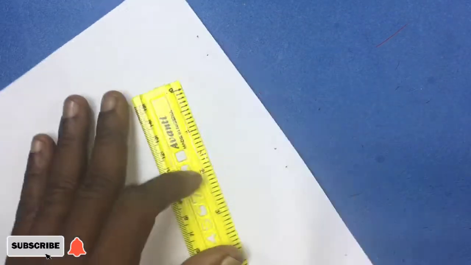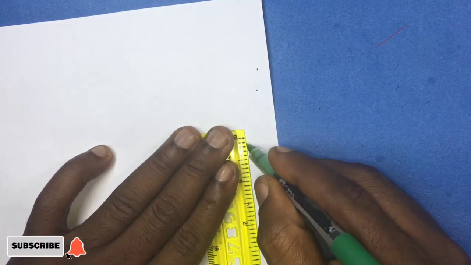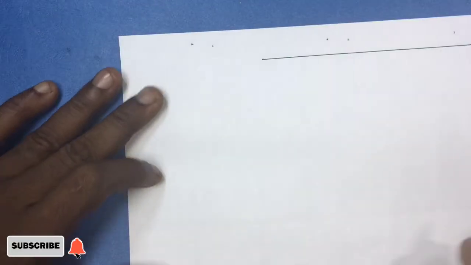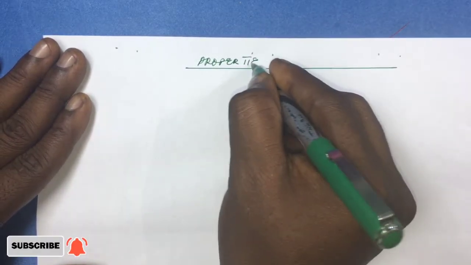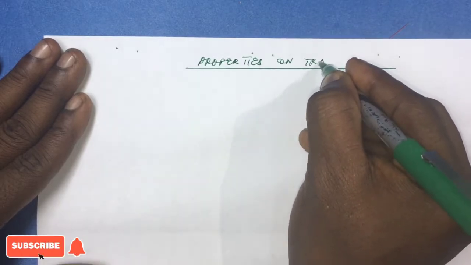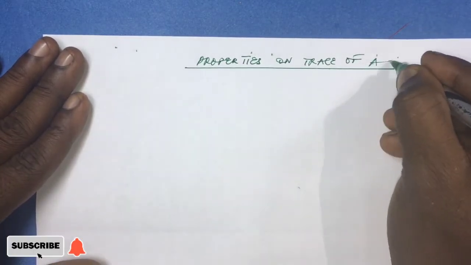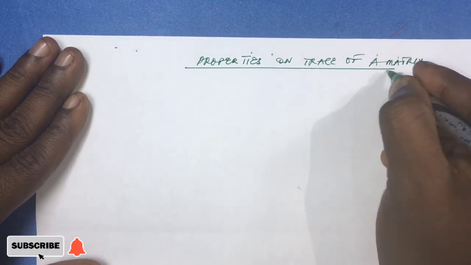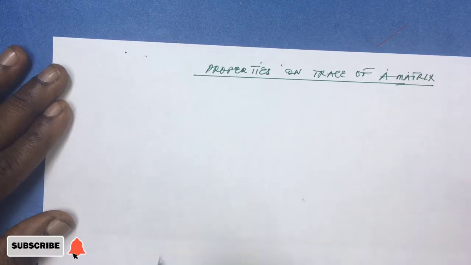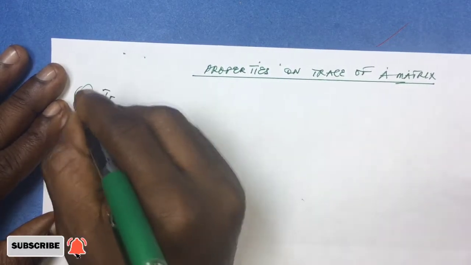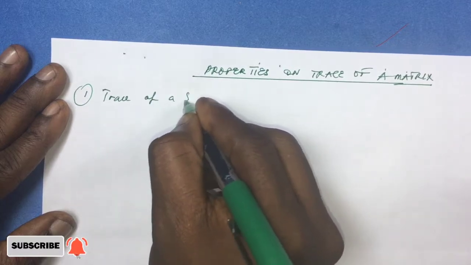Now, that being said about the trace of a matrix, let us quickly go to the next thing I want to discuss. There are certain properties that come up as a result of taking the trace. Let us see quickly the properties on the trace of a matrix. So what properties are there? Number one, the first property I want to talk about is the trace of a sum.